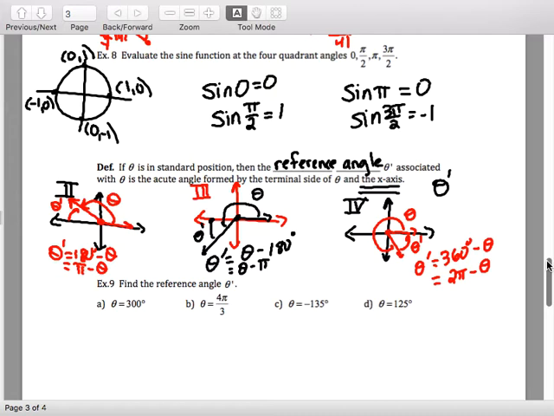Some of you can do it in your head, and that's terrific. Some of us, we need to actually write them out, and that's fine too.